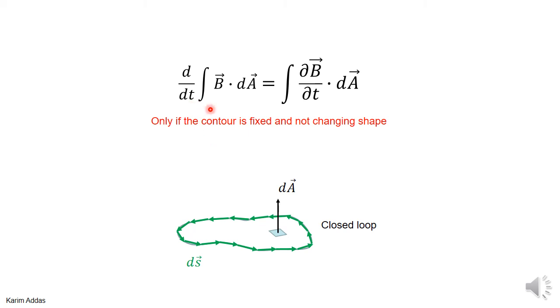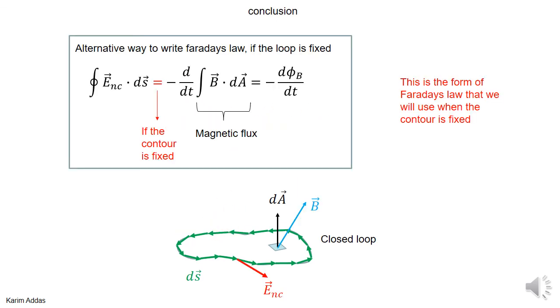So that means that this derivative, we cannot bring it inside and put it on the B to make it partial B by partial t, except if the contour is fixed and not changing shape. This contour has to be fixed and not changing shape. If the area is changing, then there'll be an extra term. So then these two things won't be equivalent. So we can make this trick of taking the derivative with respect to time outside only if the contour is fixed and not changing.